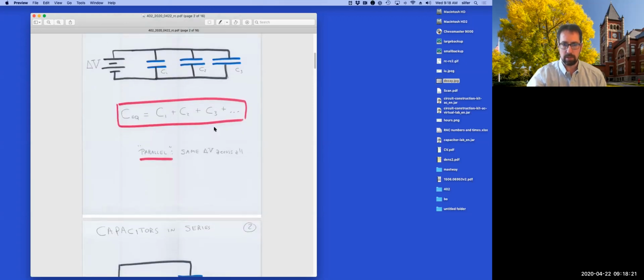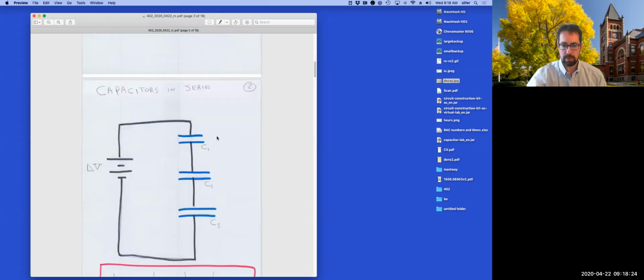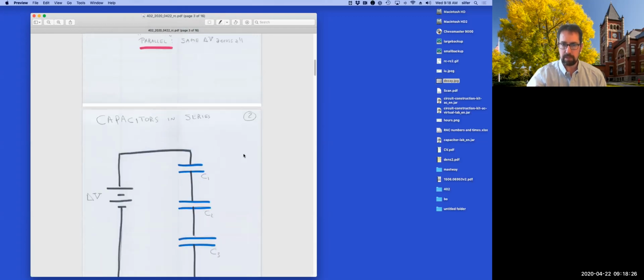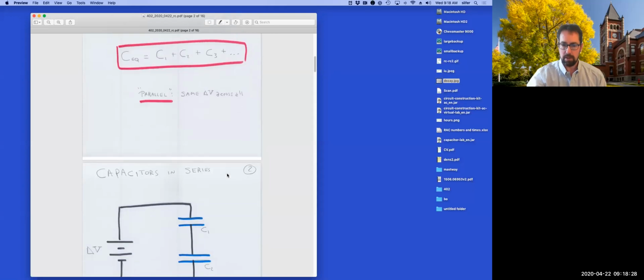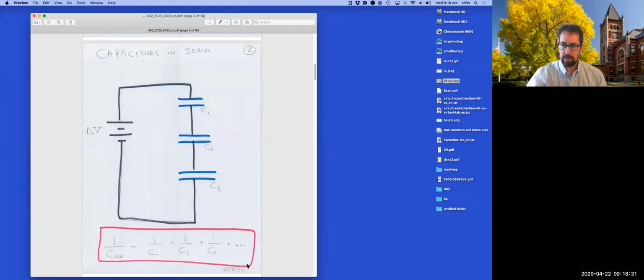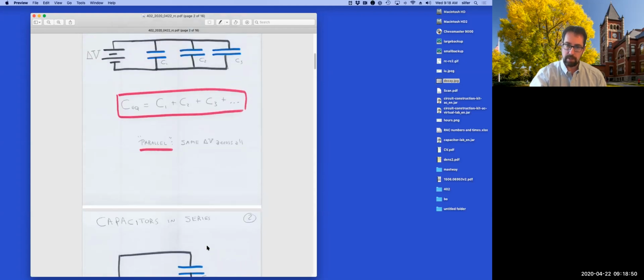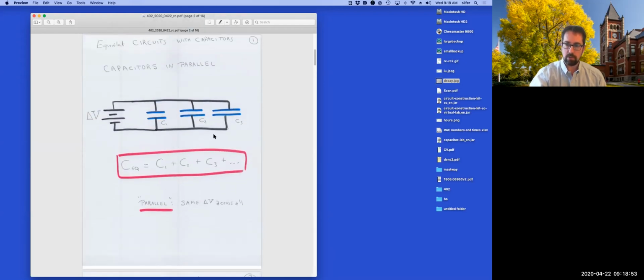Now, our 2 formulas, this algebraic sum and the reciprocal sum. The algebraic sum is for parallel. The reciprocal sum is for series. This looks exactly like the equations for resistors, except that the series and the parallel are switched. So in the case of series resistors, remember that was the algebraic sum, and here we have the reciprocal sum. In the case of parallel resistors, that used to be the reciprocal sum, and now we have the algebraic sum.